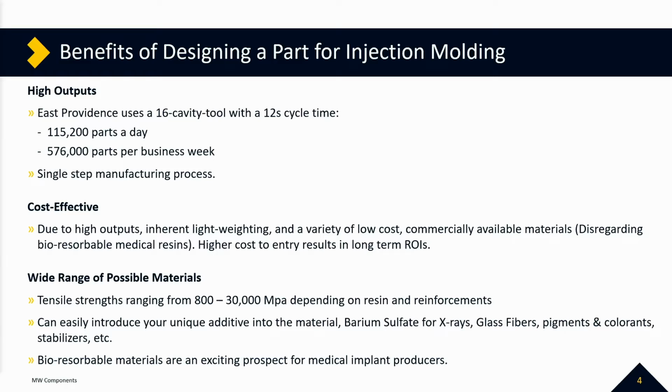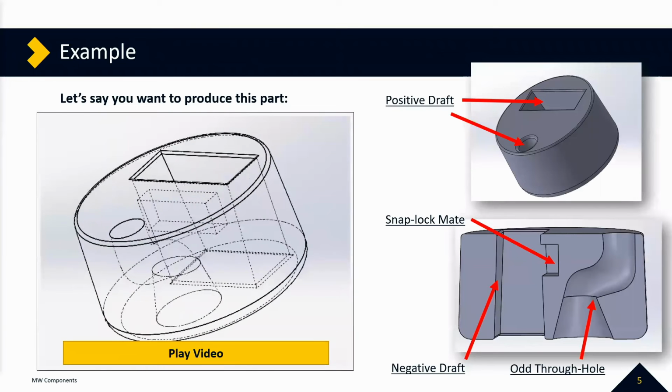Bioresorbable materials are a really interesting part right here. These are materials that can actually be implanted into the body and then dissolve over time. So if you get a surgery and you need staples or stitches or something, you actually don't have to go in for a second surgery to remove those staples. They just dissolve into like lactic acid or something that your body is very used to and very good at dealing with. So moving on, let's take a look at my example part here.